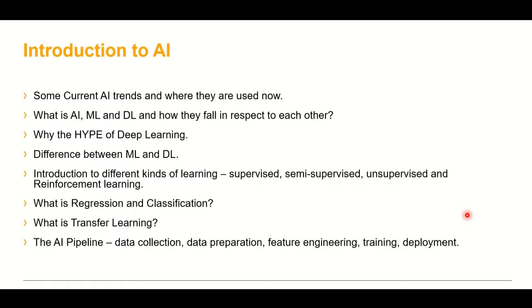We'll talk about some current AI trends. Then we'll talk about the definitions of AI, ML, and DL and how they are related to each other. Then we'll talk about why deep learning is so hyped, and then we'll see the difference between ML and DL. And then we'll see different kinds of learning like supervised, semi-supervised, unsupervised, and reinforcement. And then we'll see what regression and classification are. Then we'll touch upon what transfer learning is. And then finally, we'll see how the AI pipeline works.